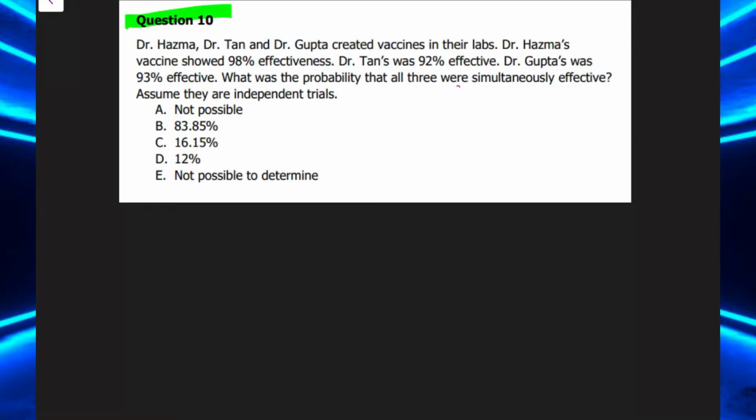Question number 10. Dr. Hazma, Dr. Tan, and Dr. Gupta created vaccines in their labs. Dr. Hazma's vaccine shows 98% effectiveness. Dr. Tan's has 92% effectiveness, and Dr. Gupta's has 93% effectiveness. What is the probability that all three will be simultaneously effective? Now, to calculate simultaneous effectiveness, we need to find out that these three experiments were effective together.